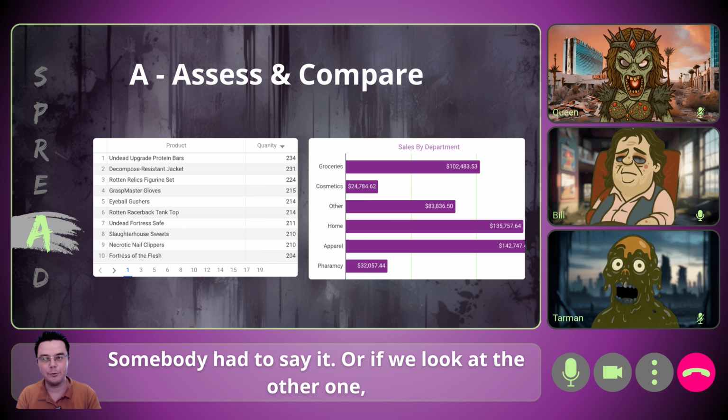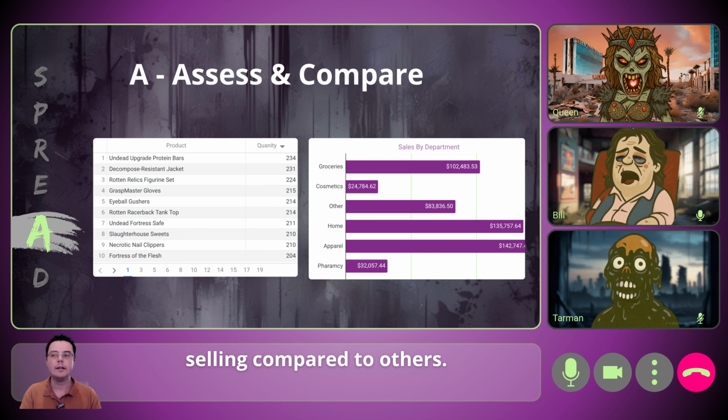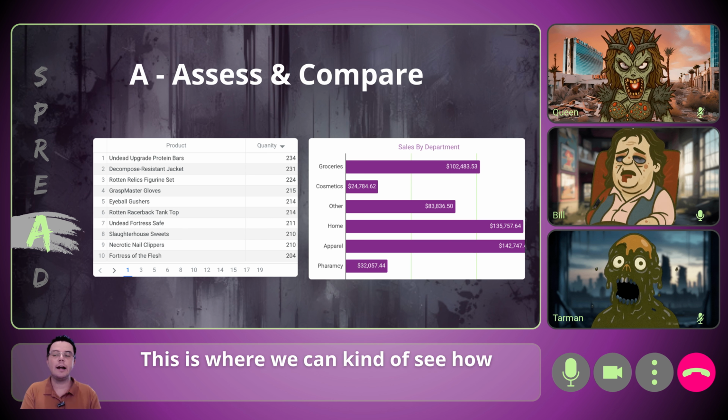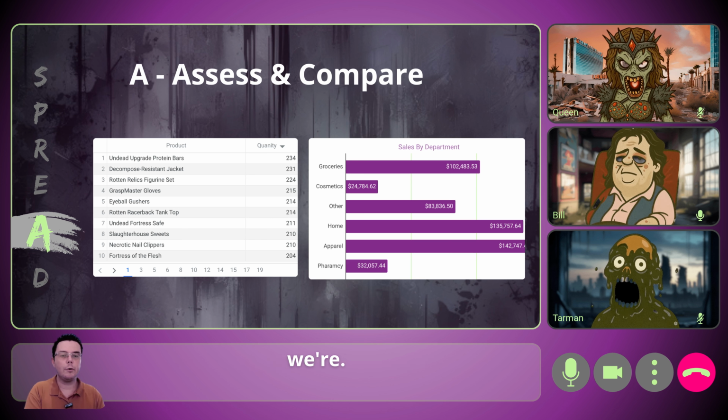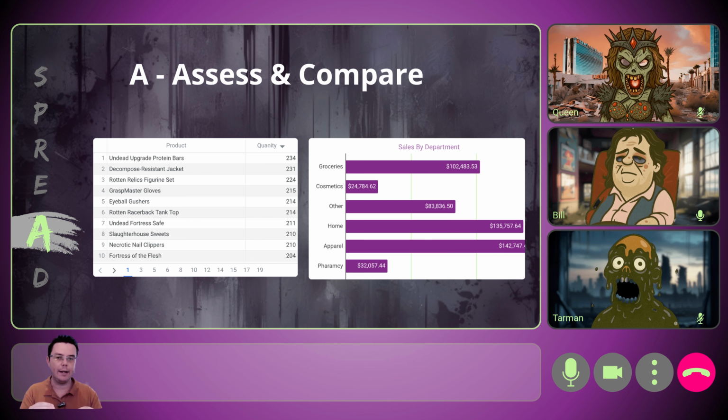Or if we look at the other one, we can break it down by product and see how many we're selling compared to others. This is where we can see how we're performing at a much grainier level in a very quick, insightful way.